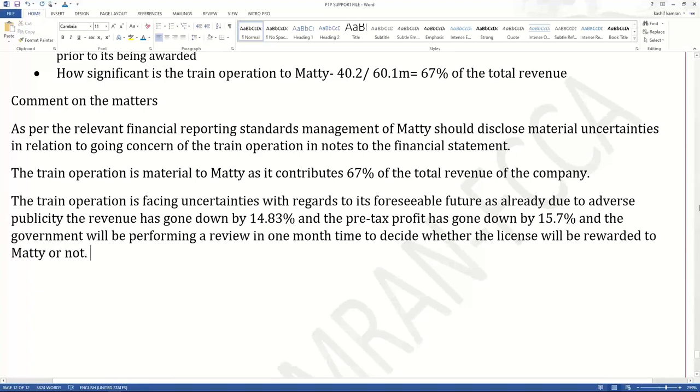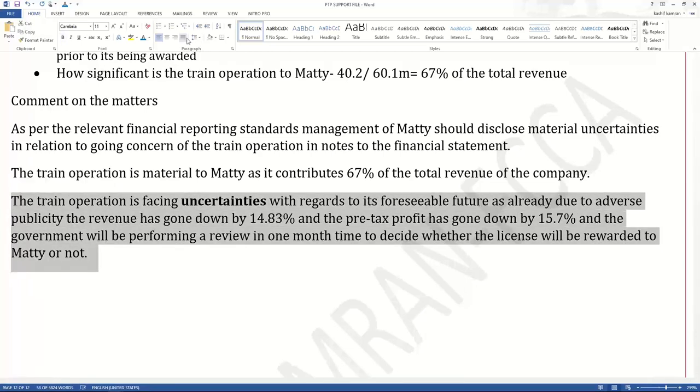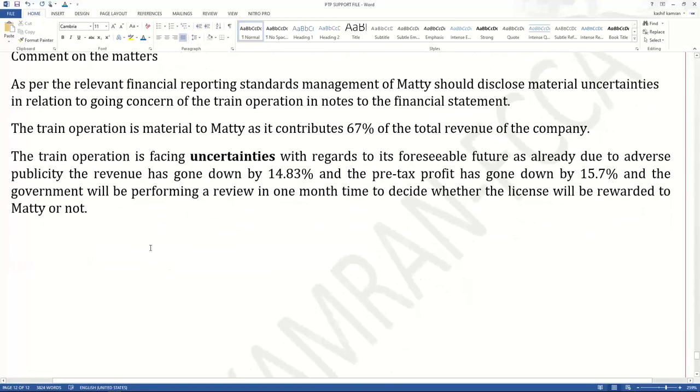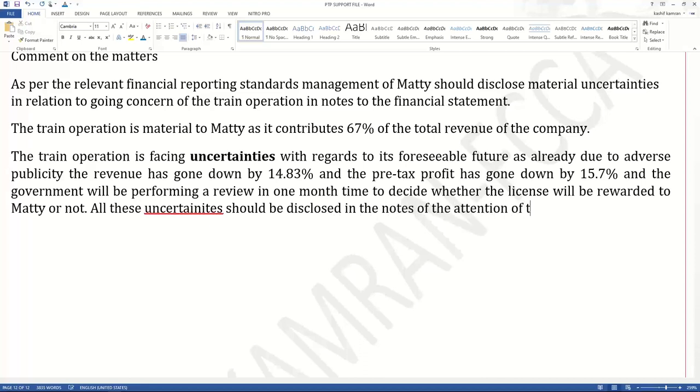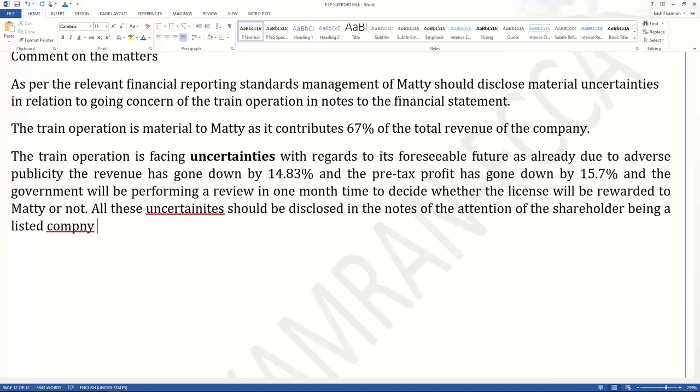So you're telling the examiner that these are the uncertainties in the question. They are facing adverse publicity, revenue has gone down, profit has gone down, and in 1 month's time, the government will be performing a review to decide whether the license will be given to METI or not. Now, these are all the uncertainties which need to be disclosed in the notes to the financial statements, because it is a listed company. So all these uncertainties should be disclosed in the notes for the attention of the shareholders, being a listed company. So see, have we commented on the matters?